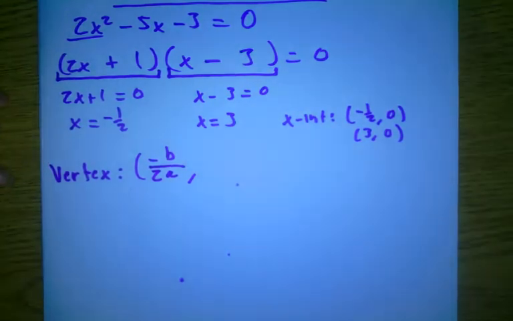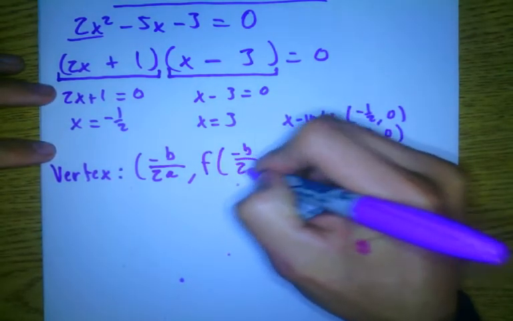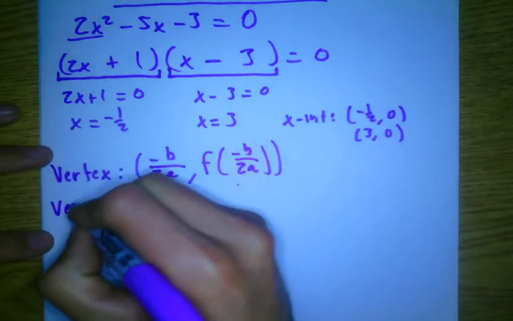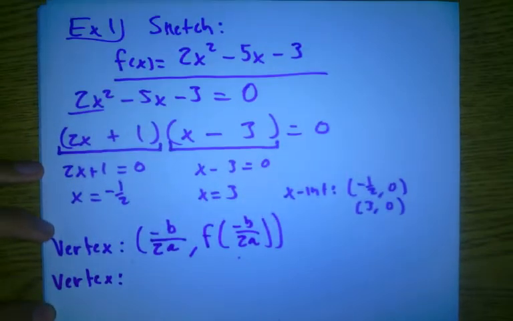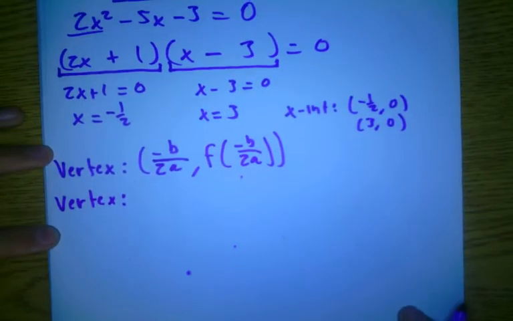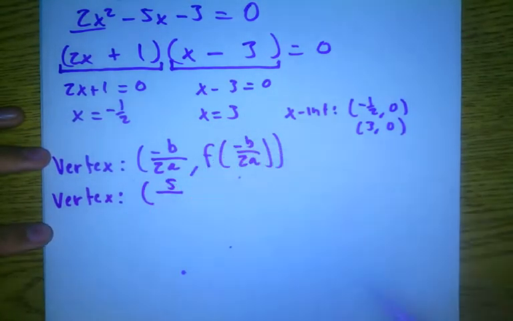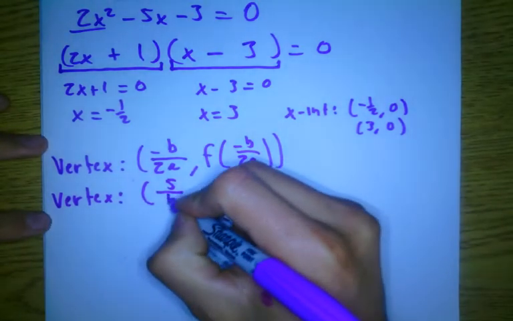How do you get the y-coordinate? Subbing it. Okay, fantastic. You're going to take the function, and you're going to input the value, which in this case is -b/2a. Cool? So let's do it. For this problem, what is your b value? -5. So if I do the negative of -5, what do I get? +5. Okay. Divided by 2a. What's the a value? So 2 times 2 is 4.